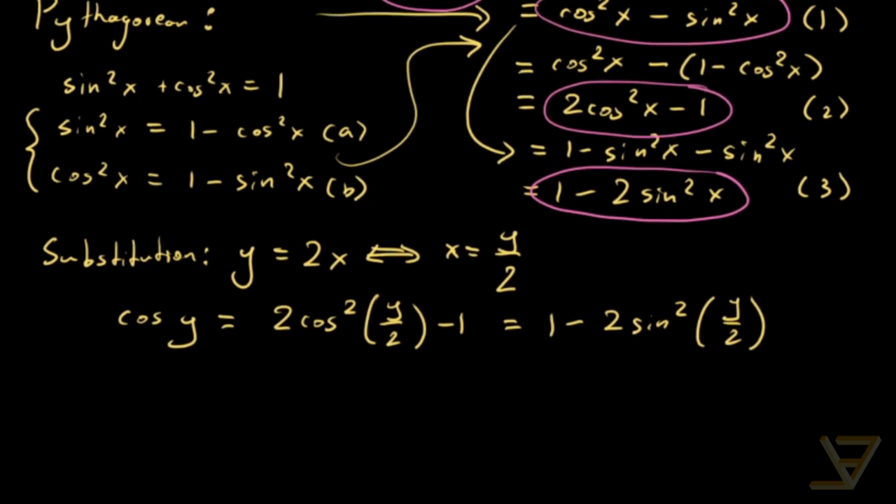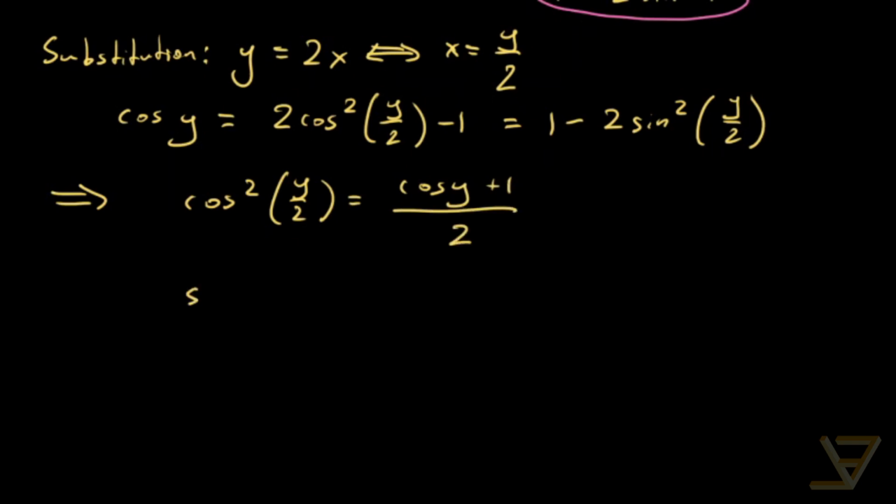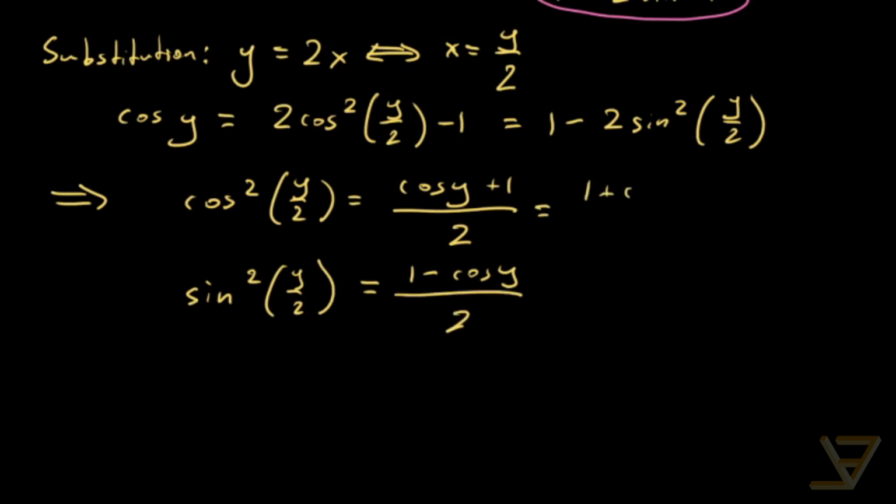And now we're going to isolate cos square and sine square. So we get that cos square y over 2 is equal to cos of y plus 1 over 2. And we get that sine square y over 2 is equal to 1 minus cos of y over 2. We can actually write this as 1 plus cos y over 2 so that it's similar to the other one.